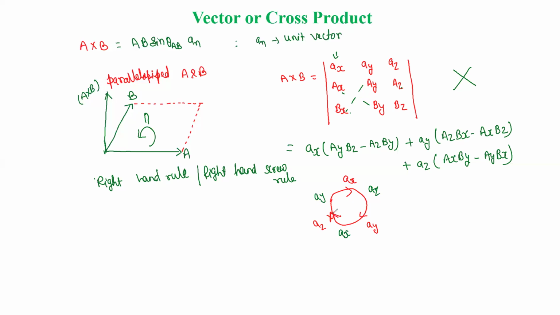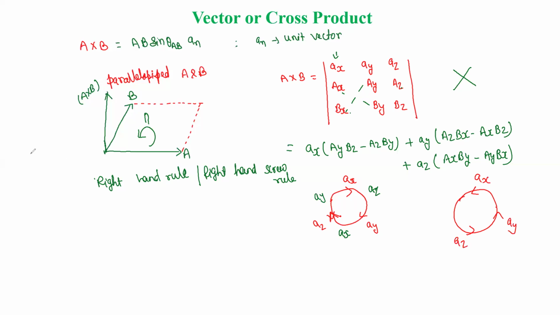So clockwise, we are taking all the directions: AX to AY gives AZ, AY to AZ gives AX, AZ to AX gives AY. Whereas if you move in the anti-clockwise direction, then it will change. Like here we have AX, this is AY, this one is AZ.